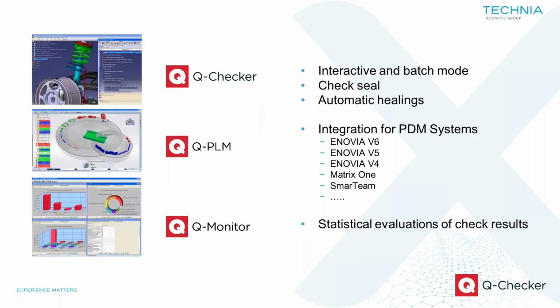So QChecker is kind of an add-on module for CATIA V5. It is integrated into CATIA V5, and there are a few more add-on modules like QPLM and QMonitor. QPLM is the integration for PDM systems like Enovia V6, V5, V4, Matrix One, SmartTeam, and other vendors also. And QMonitor is the statistical evaluation of check result tool.